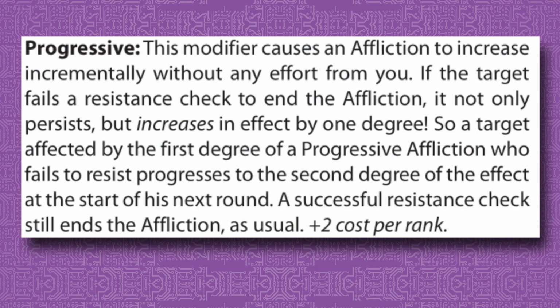The last unique extra is progressive. This one is so good it actually costs 2 points per rank. Spooky, I know. Basically, each time the target fails their end of turn resistance check, the affliction worsens by 1 degree. If they succeed, they still overcome it, so don't expect an instant win.